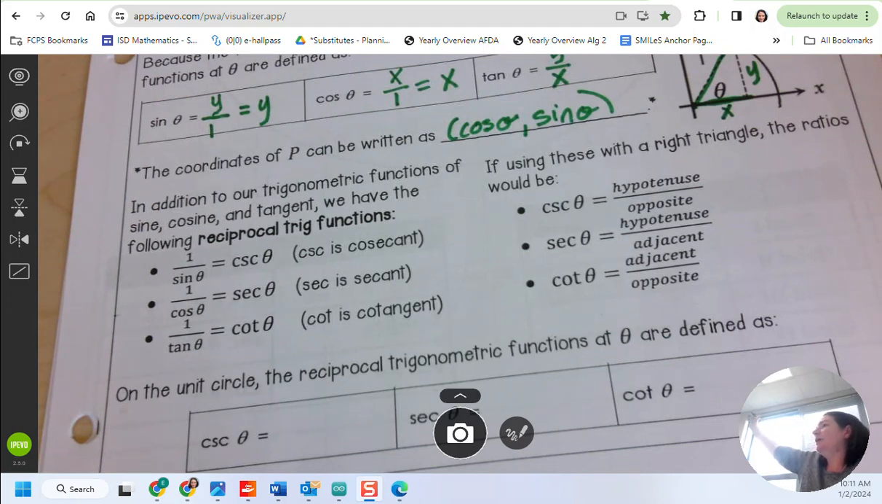Raise your hand if you've ever seen those trig functions before. Like seen them somewhere, maybe in a class. Okay, that's okay. It's good to know that they exist. We are going to talk about them a little bit, and you'll use them more in later classes.